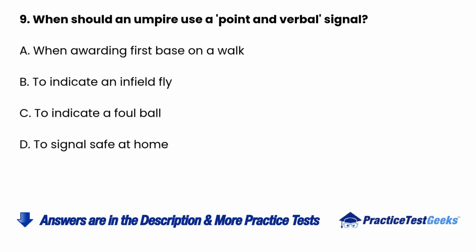9. When should an umpire use a point and verbal signal? A. When awarding first base on a walk. B. To indicate an infield fly. C. To indicate a foul ball. D. To signal safe at home.